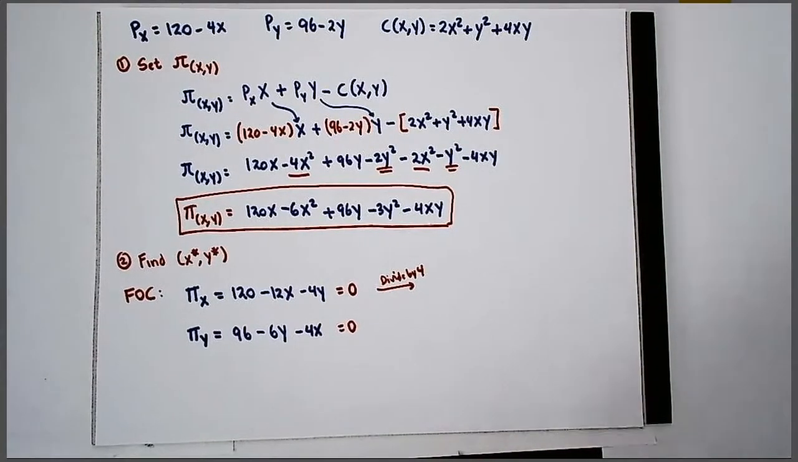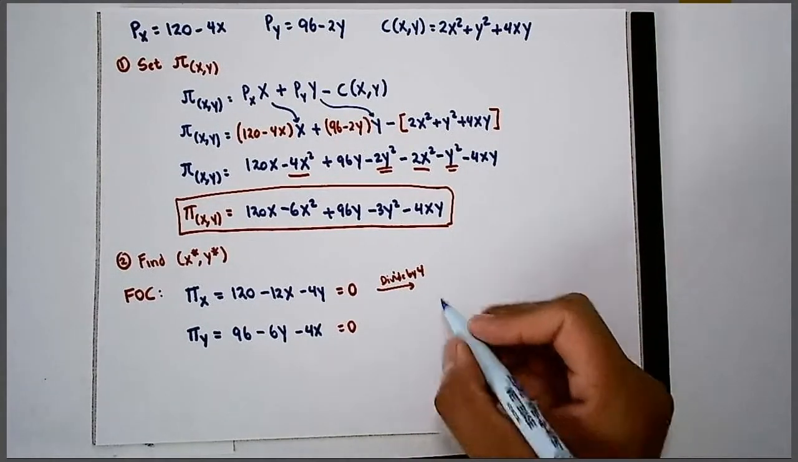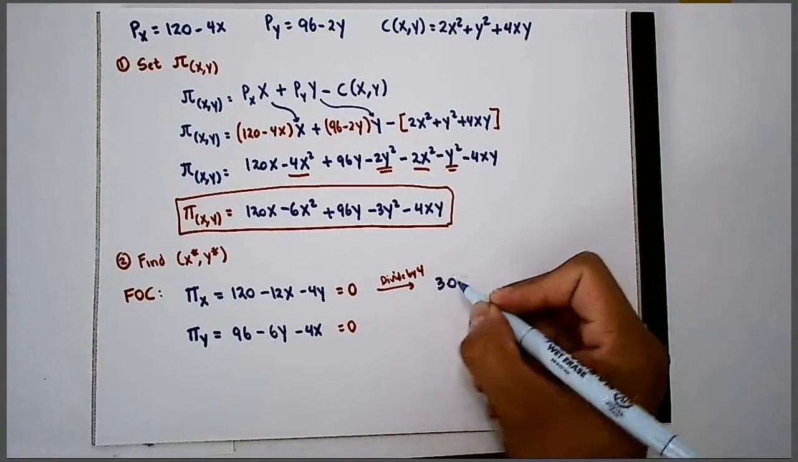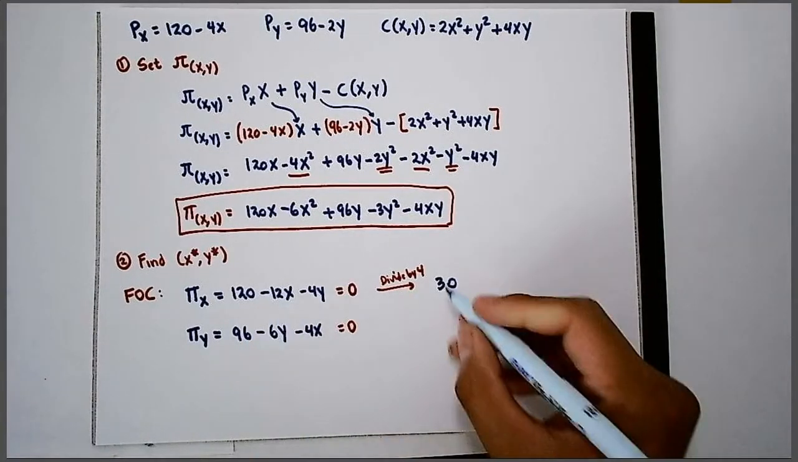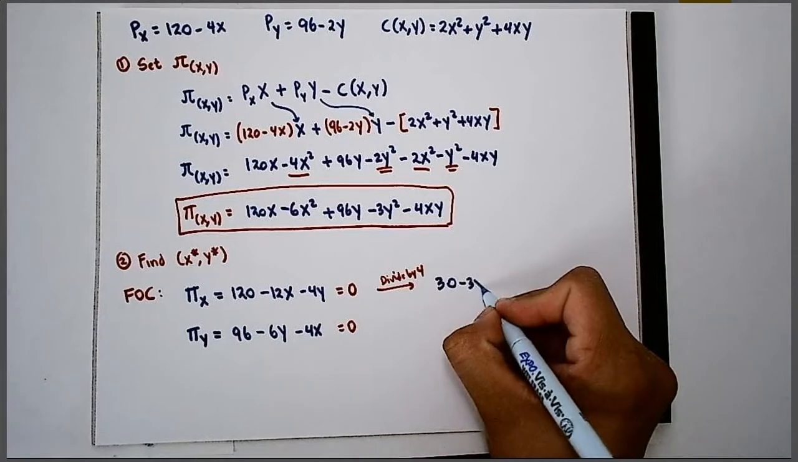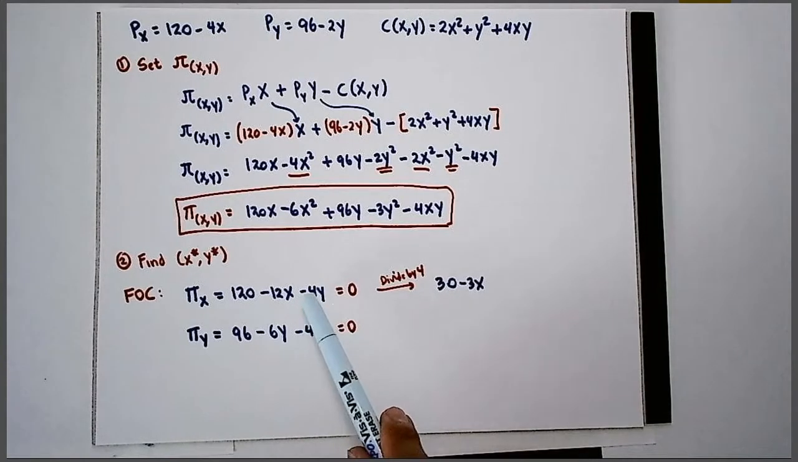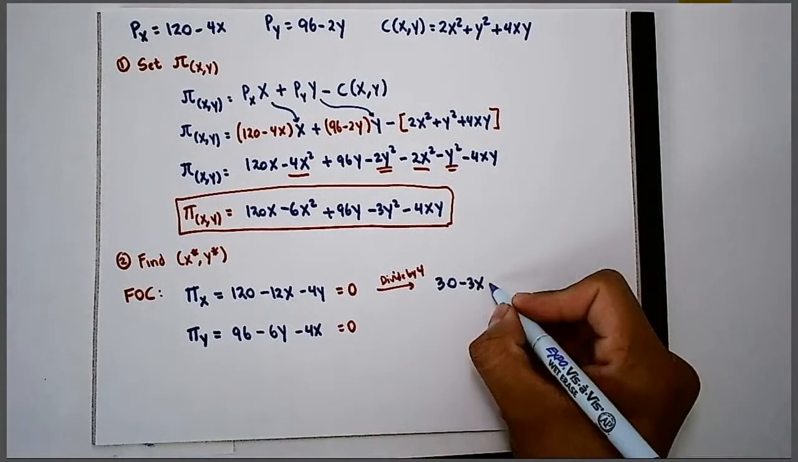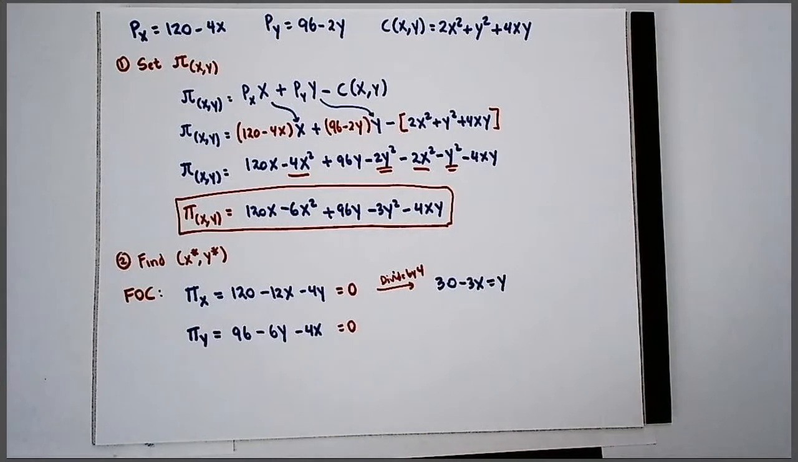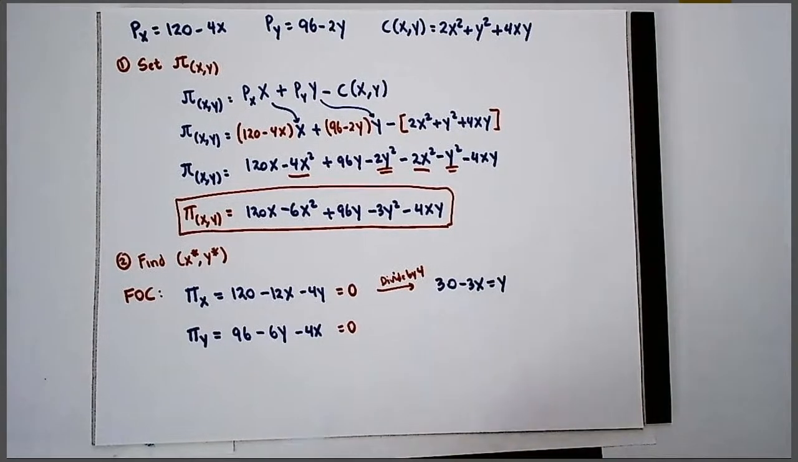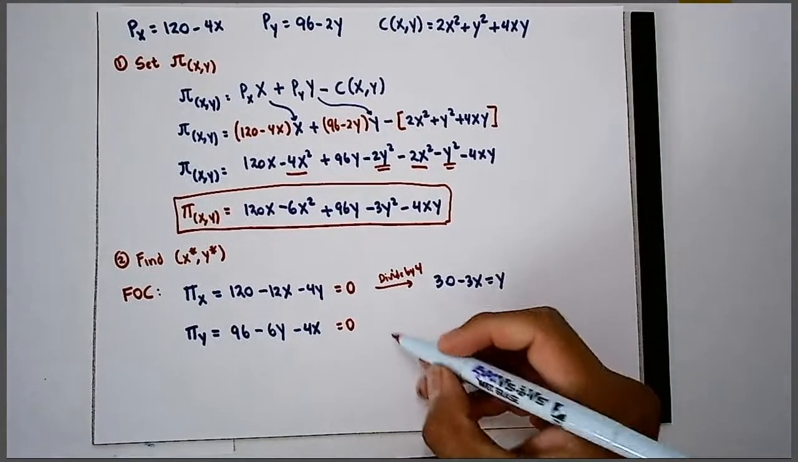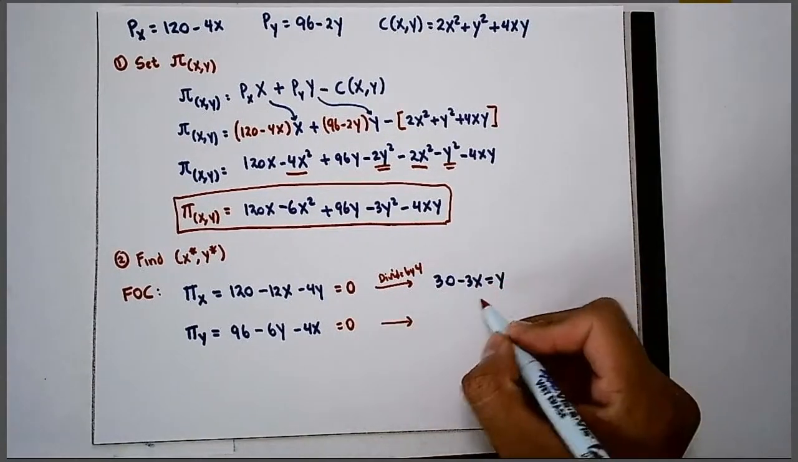In that way, we obtain 30 minus 3x, and in the case of the 4y divided by 4 is y, and we can pass it to the other side, it becomes positive y. So now we have y as a function of x. Let's replace that relationship here.